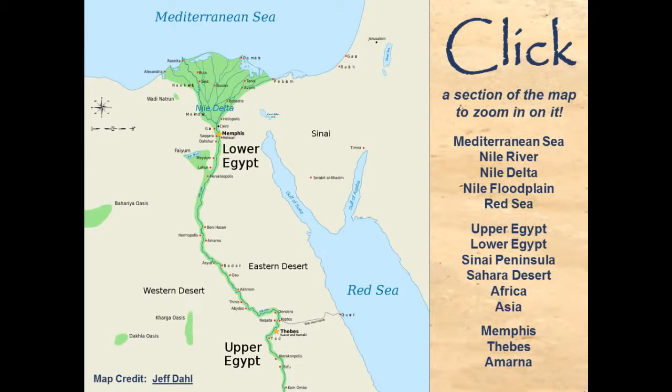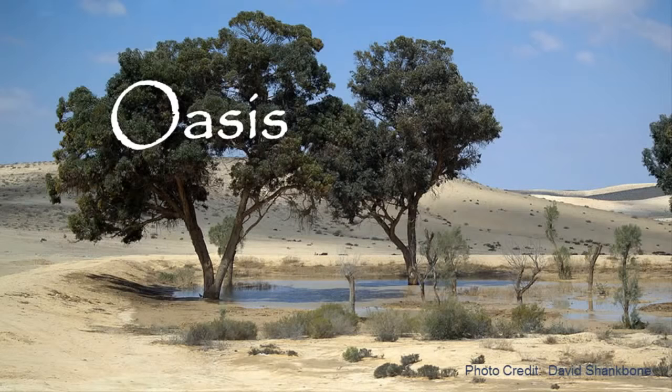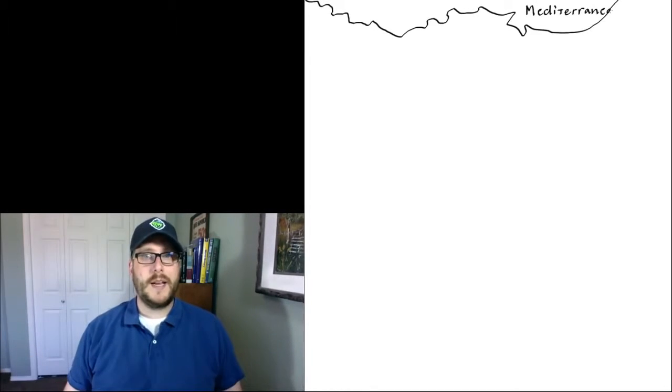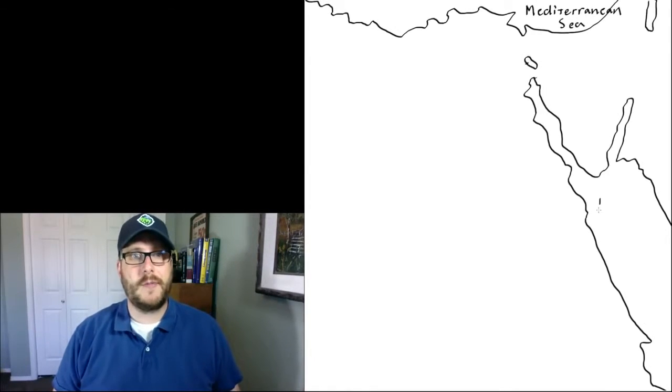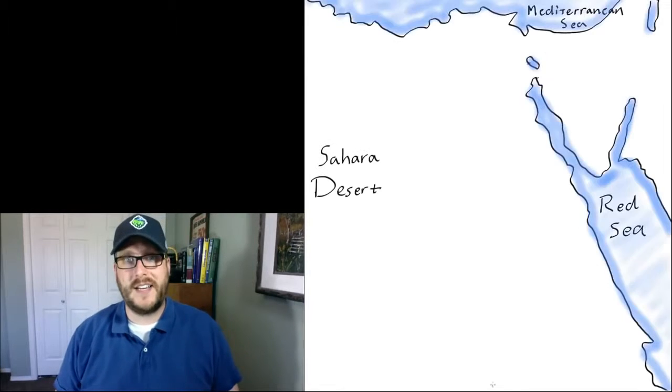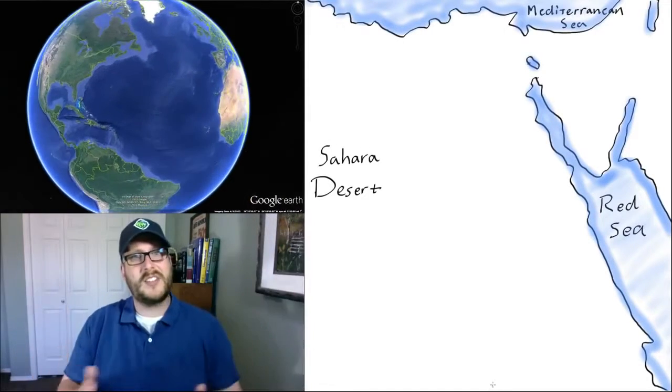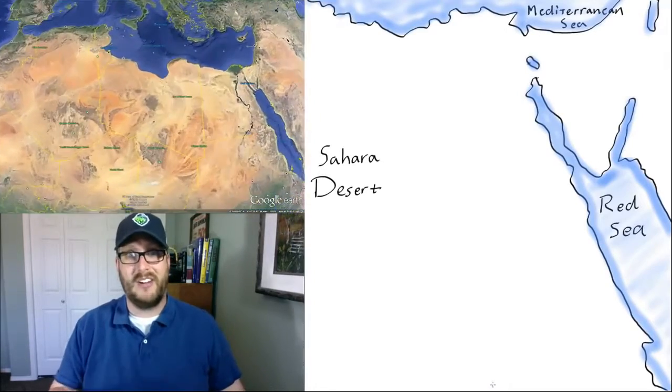Now let's take a quick look at a map of Egypt. These are oases. An oasis looks like this. It's a small pond or lake, in some cases a rather large pond or lake in the middle of the desert. First, let's take a look at the geography of Egypt. In the north you have the Mediterranean Sea, in the east you've got the Red Sea, and in the west there's the Saharan Desert. A lot of this region is desert, but if you look at this satellite image you can see a long strip of green running right along here.